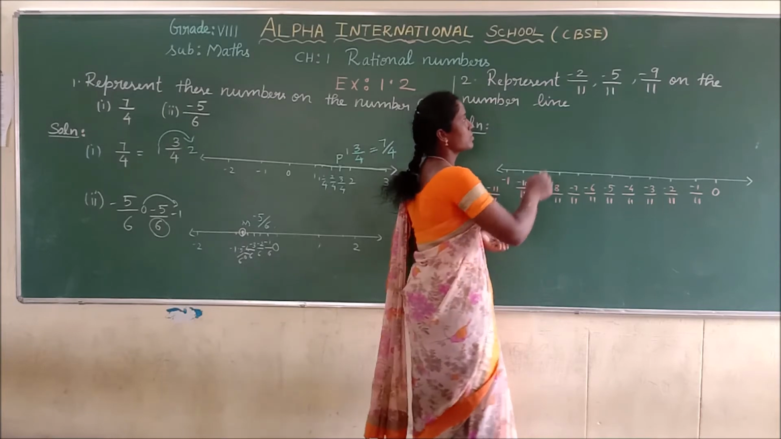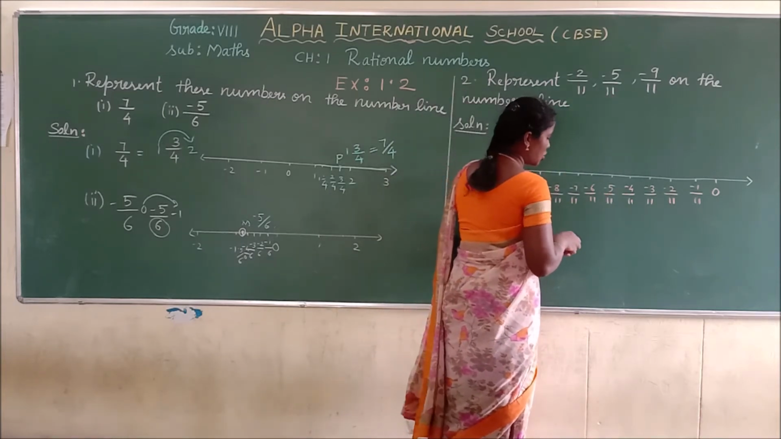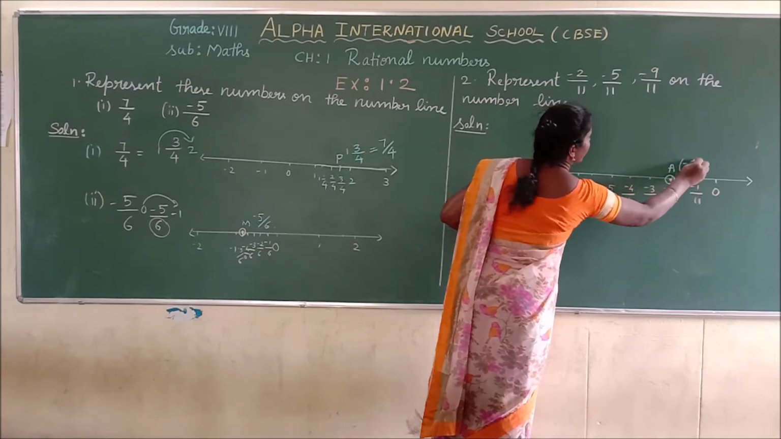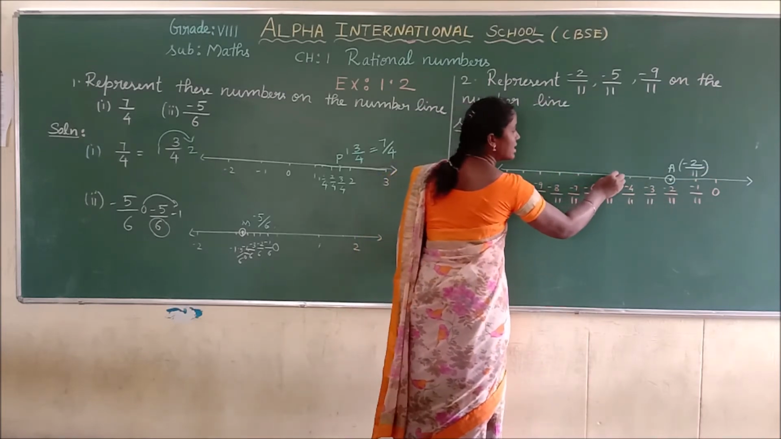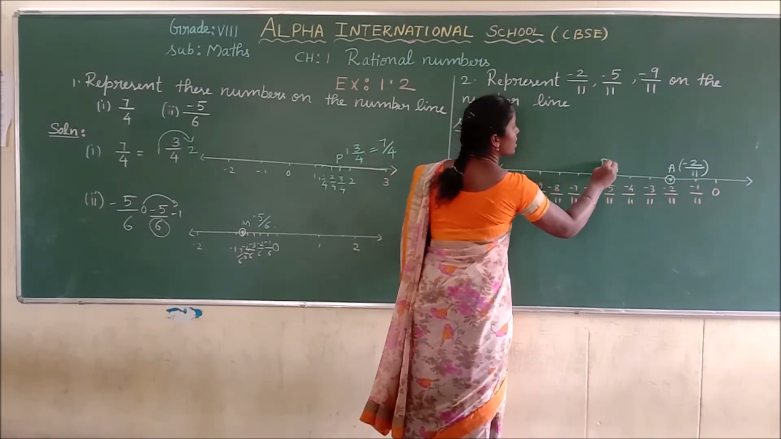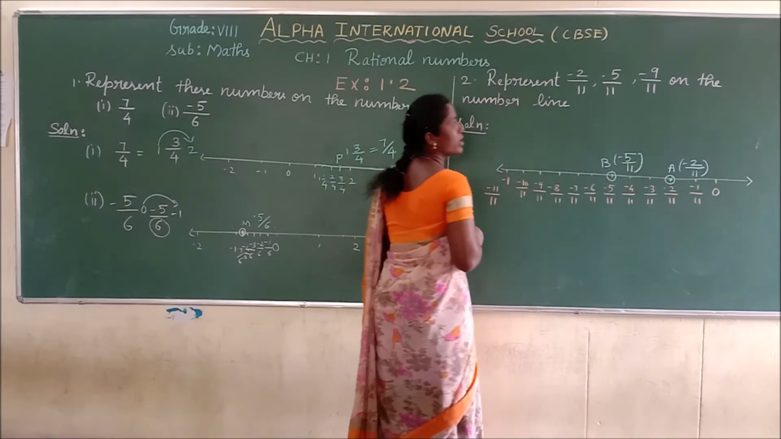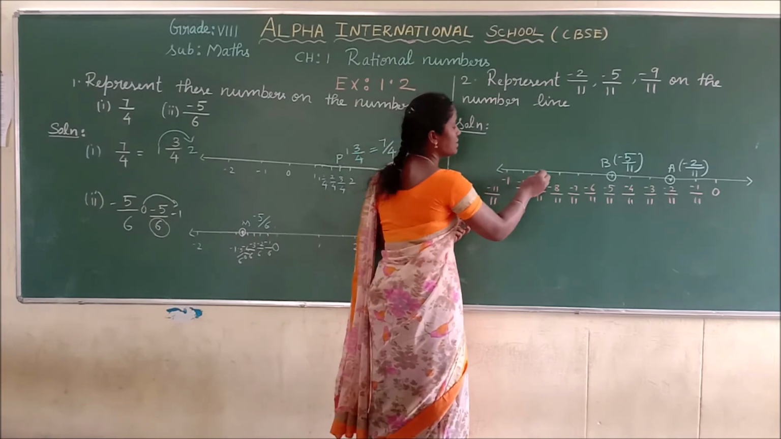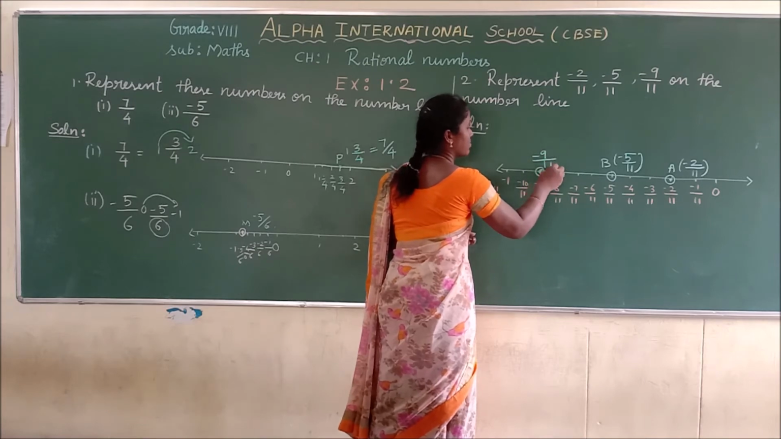Now listen, what are the points we have to plot on the number line? Minus 2 by 11. Where is minus 2 by 11? Here. So give the name A, this is minus 2 by 11. The second point, minus 5 by 11, obviously it is here. So give the name B, minus 5 by 11. What is the third point we have to plot? Minus 9 by 11. Where is minus 9 by 11? Here it is. So minus 9 by 11.